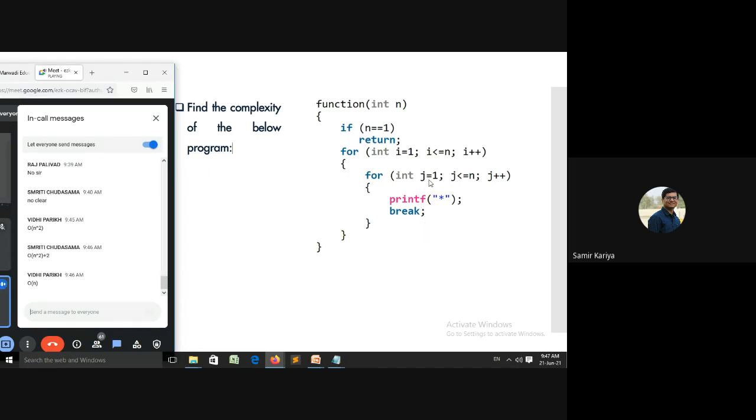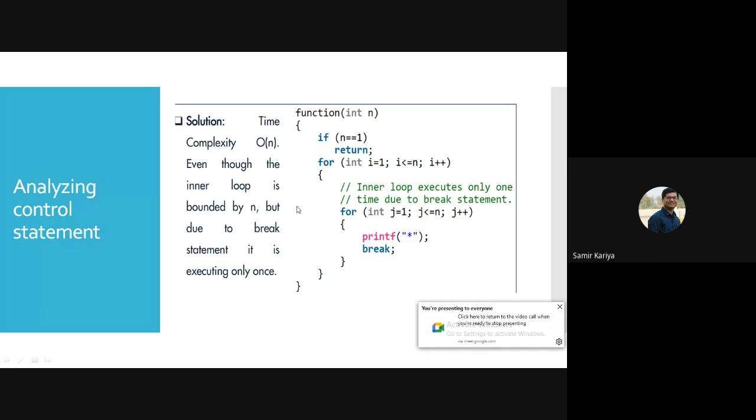Every time it starts with j equal to 1, 1 less than or equal to n. Correct, condition true. printf prints the star, but break. So it will not execute j equal to 2 here. Every time it starts from j equal to 1, prints the star and breaks. So this inner loop executes only one time, which means the total is n times. That's why the total time complexity for the given code is n only. This is the answer. If any query, you can ask me why this answer.